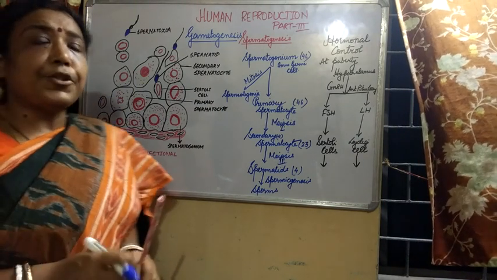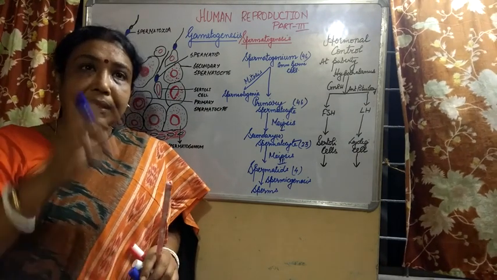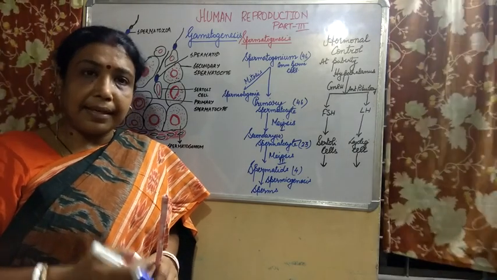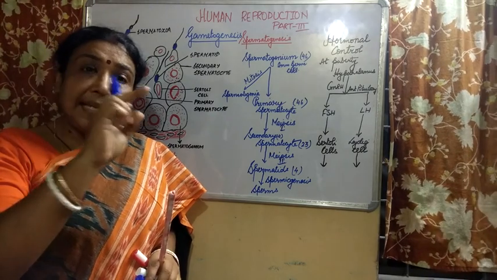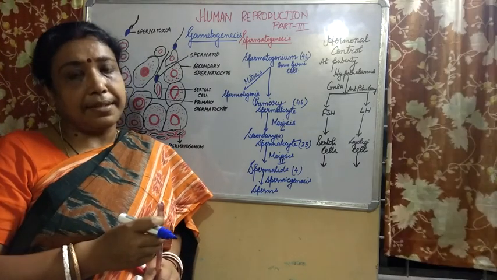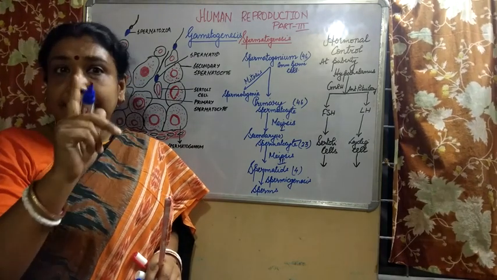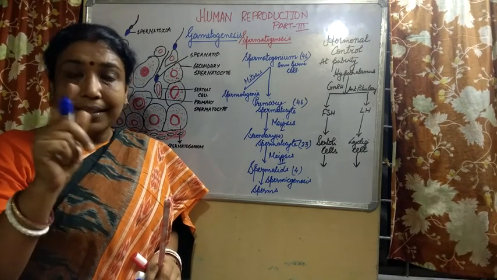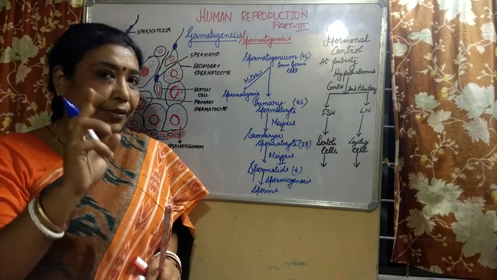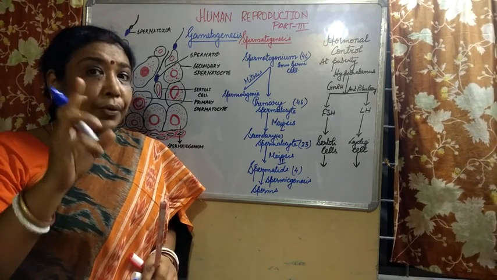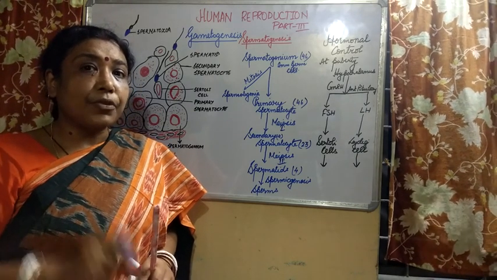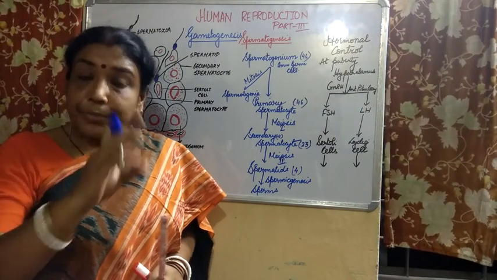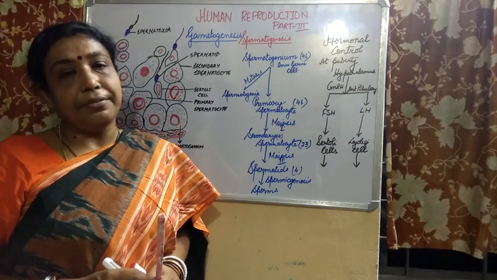You all already saw in the sectional view of the testis that the inner wall of the seminiferous tubules consisted of two types of cells. One was a male germ cell and the other was the Sertoli cell. Do you remember? Those immature male germ cells will ultimately produce the male gametes. How? That we are going to deal with today.